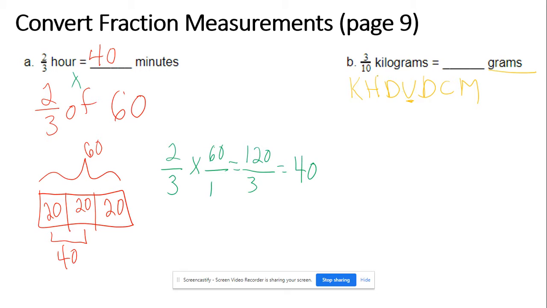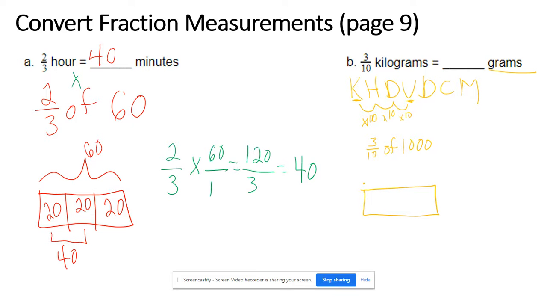So we're going to kilograms, which is the K. 1, 2, 3. Every time you move over, you're multiplying by 10. So we see that 10 times 10 is 100, and 100 times 10 is 1,000. So 3/10 kilograms is 3/10 of 1,000 grams. Once again, you can do this 2 different ways.